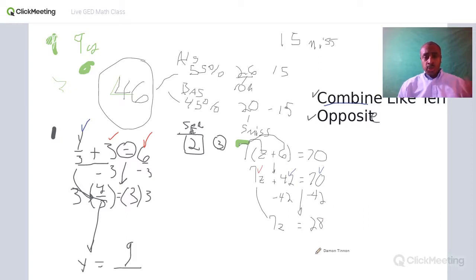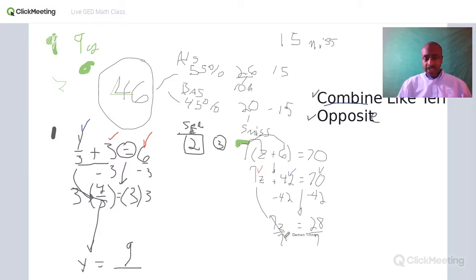Now again, we're going to do the opposite. Because I have z multiplied by 7, because anytime these two numbers are together or touching, it's multiplication. So the opposite of multiplication is division. So I'm going to divide it by 7 because it's multiplied by 7. And then if I do it to this side, I'm going to do it to that side.